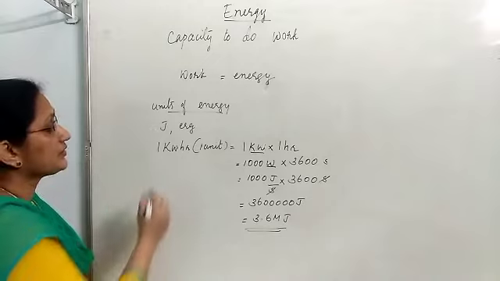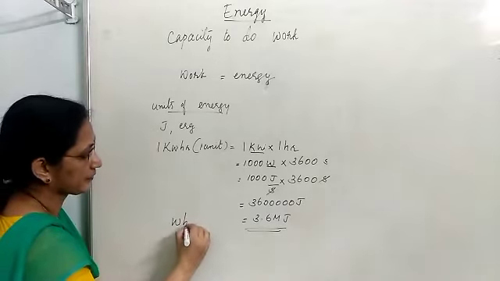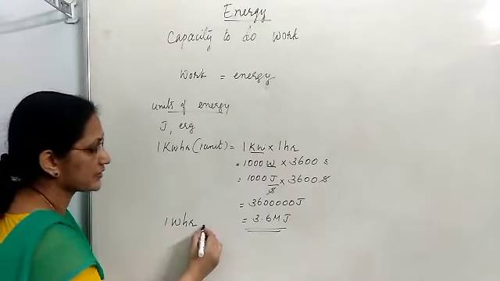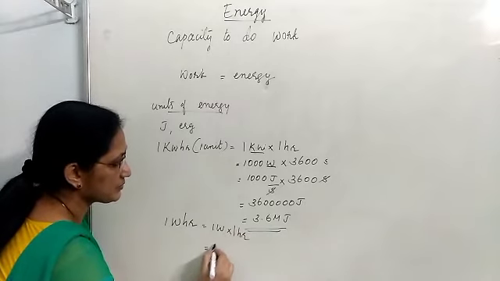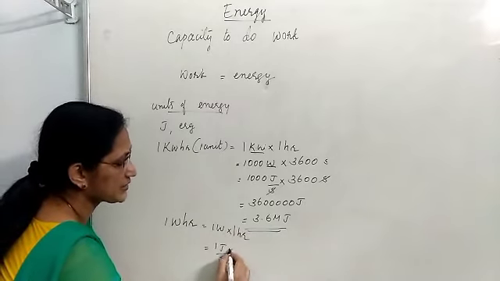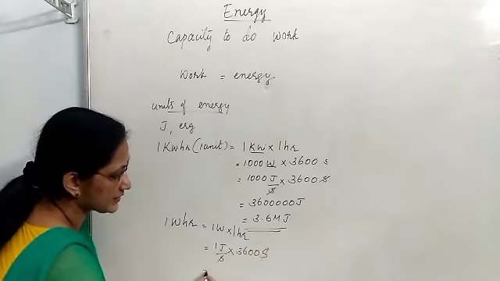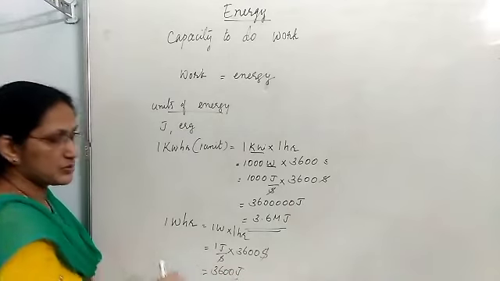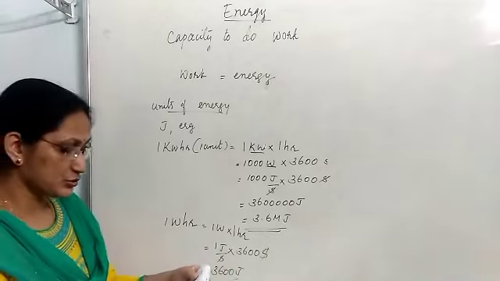Then its small unit, watt hour, is another unit of energy. 1 watt hour is equal to 1 watt into 1 hour. That means 1 joule per second into 3600 seconds. Seconds cancel. 3600 joule. So 1 watt hour is equal to 3600 joule.